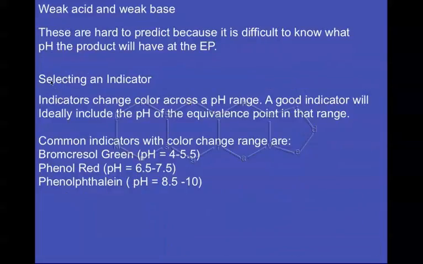If you start off with a weak acid and you titrate it with a weak base or vice versa, it's difficult to know what's going to happen there, because the combinations of the salts are difficult to predict as to whether or not we're going to have an acidic or basic solution at the equivalence point. So it's hard to predict that.